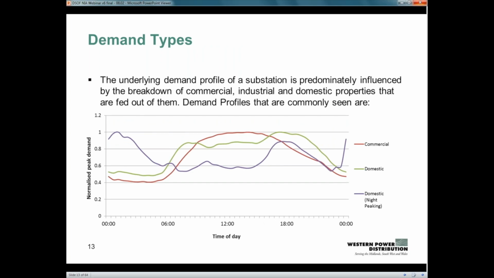If we look here, we've got 3 different demand types, because understanding how demand is coincident is important. The green line shows a typical domestic unrestricted profile, something like you'd see in the Elexon class profile 1. The purple line shows a nighttime peaking profile similar to Elexon class profile 2. And the red is a commercial non-domestic one with a midday peak. Understanding when these peak, and the level of diversity between them, is crucial to being able to design the network ahead of need.